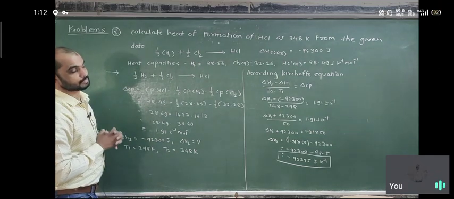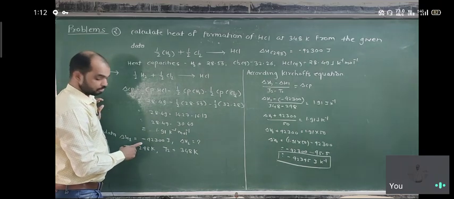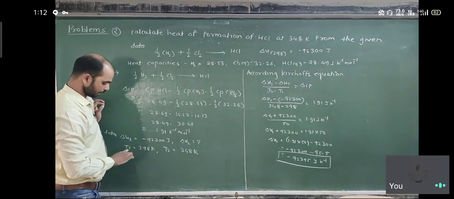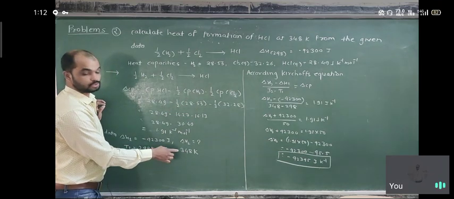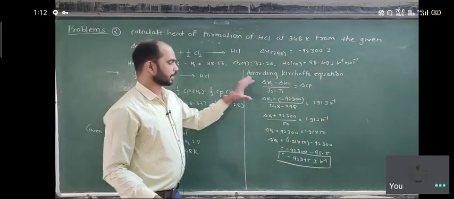Again, in the given data we have delta H1 already given to you. How much? It is minus 92,300. So the heat of reaction at T1 temperature is given. Delta H2 is what we are going to find. T1 is given as 298 and T2 is also given as 348. So the data is given, and we put the data in Kirchhoff's equation.